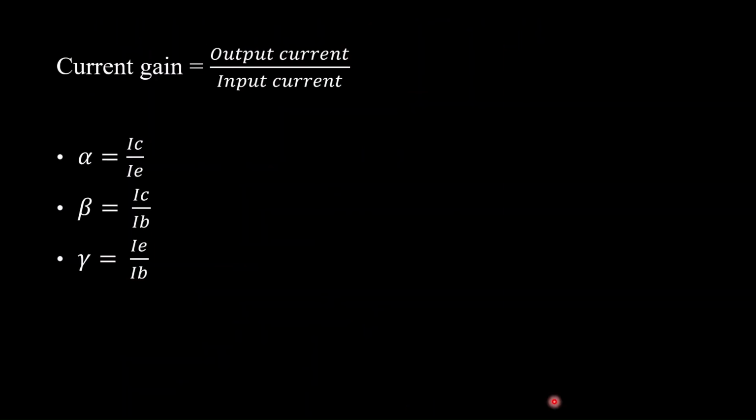Next is the current gain. There are three current gains basically. Current gain is nothing but output by input, so it's output current by input current. There are three. First one is alpha. Alpha is the common base current gain. It is the ratio of collector current to emitter current. Beta is the common emitter current gain, which is the ratio between collector and base current, and gamma is the common collector current gain, which is less commonly used, whereas beta is the most commonly used. I'm so sorry, gamma is the ratio of emitter current to base current. I hope this is also clear.